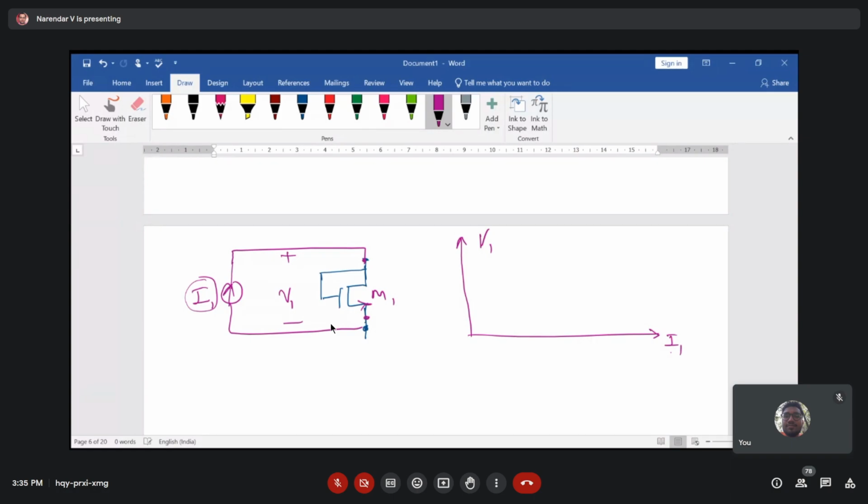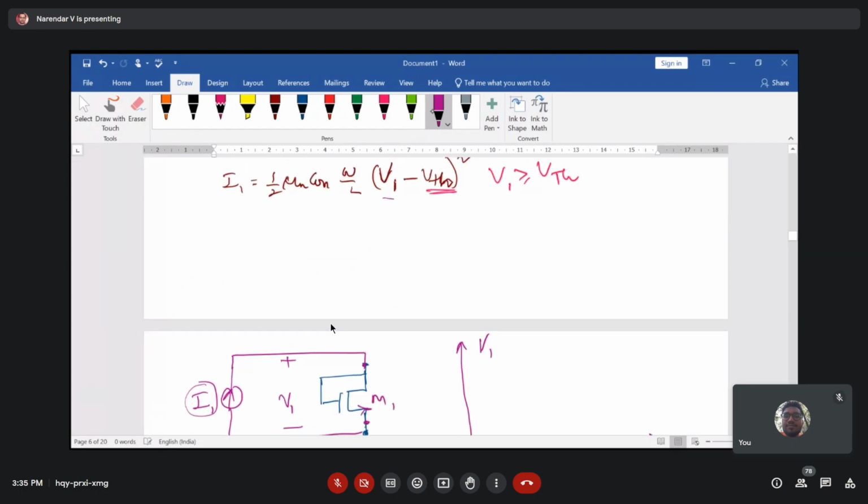What you can notice here is that when your current is 0, from the above expression you can easily identify the value of V1. V1 is equivalent to, now you take this term to this side and rearrange, which is the square root of 2 times I1 divided by mu n COX W by L, plus VTH.